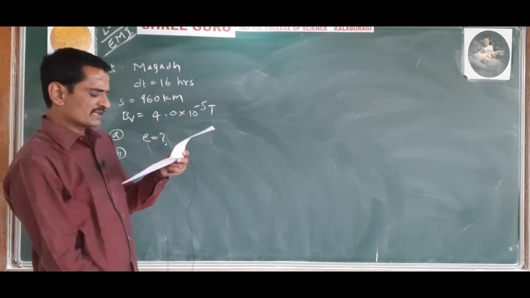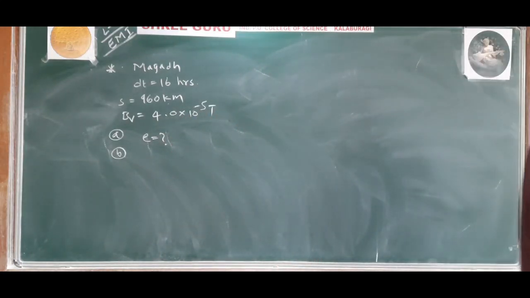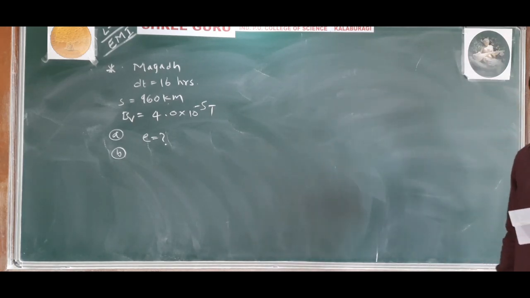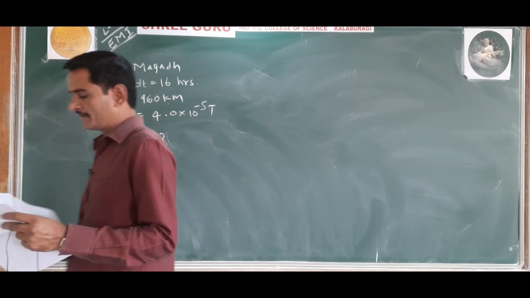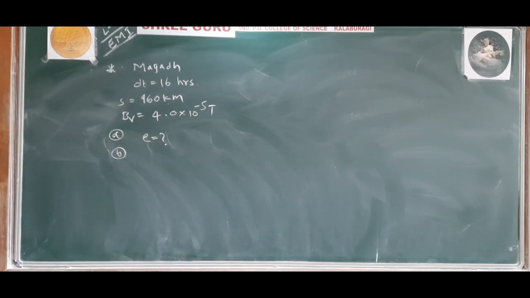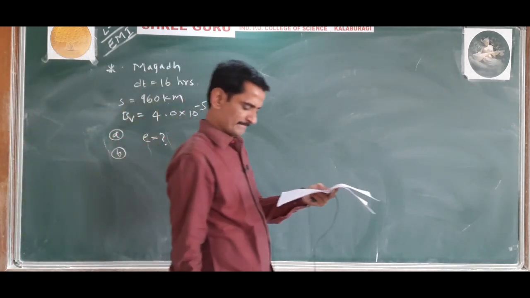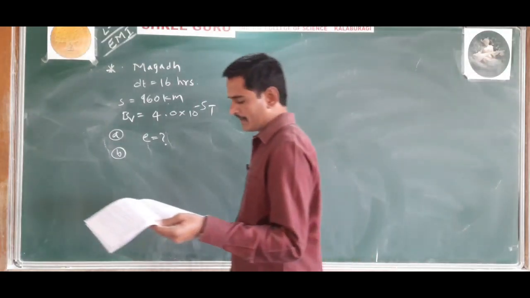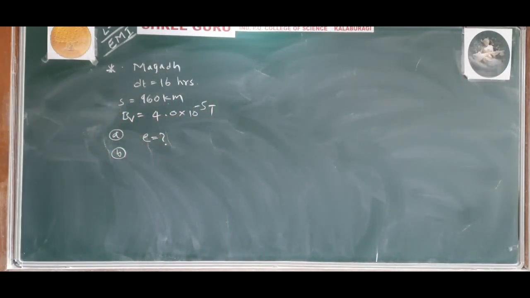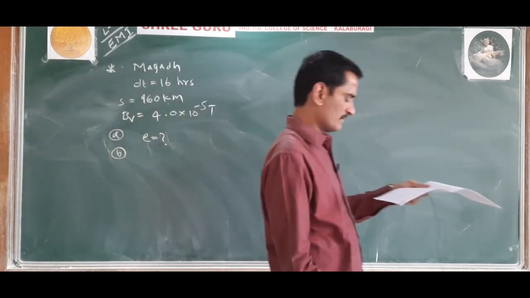B. If the leakage resistance between the rails is 100 ohm, find the retarding force on the train due to the magnetic field.